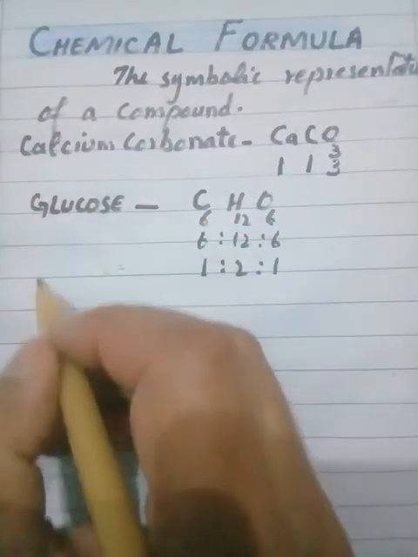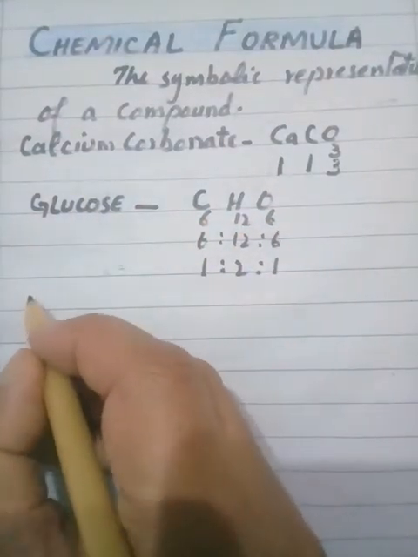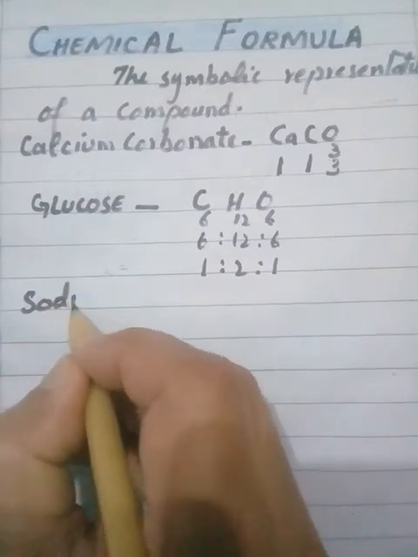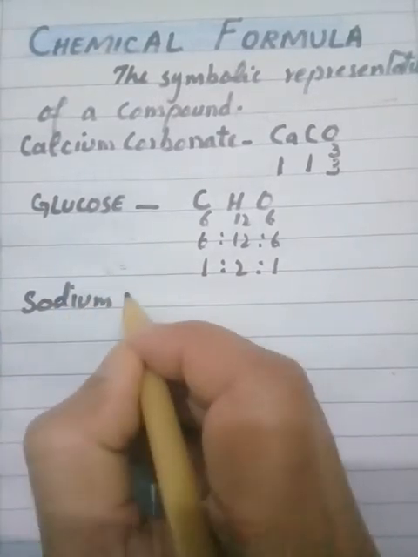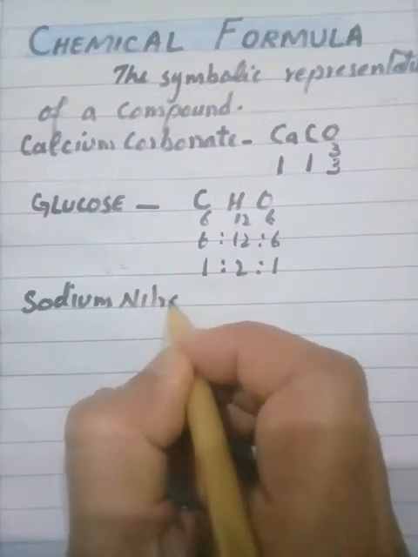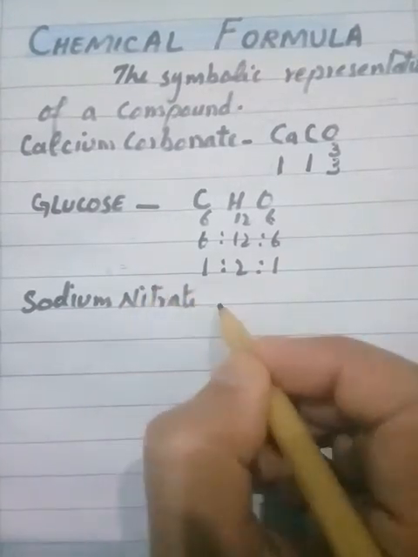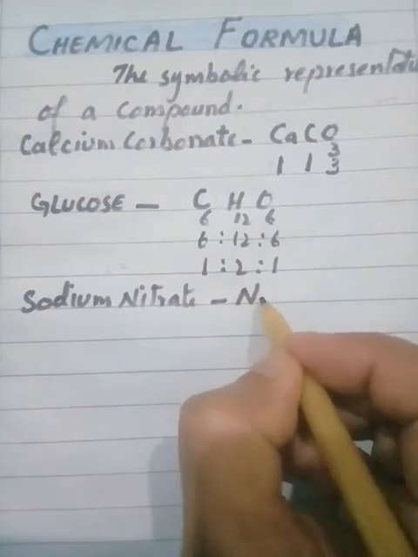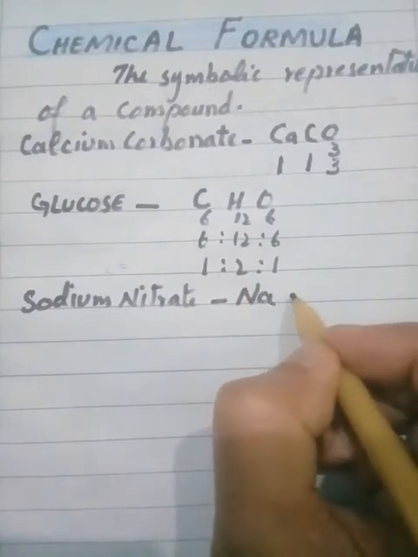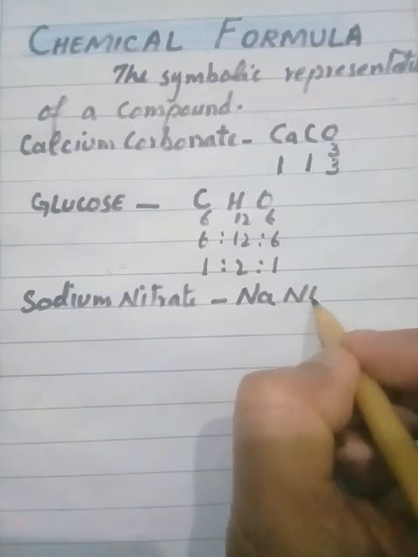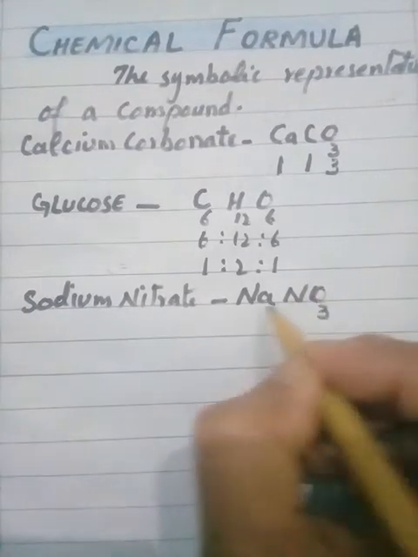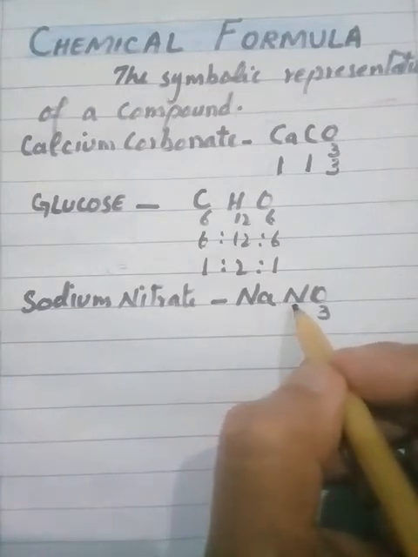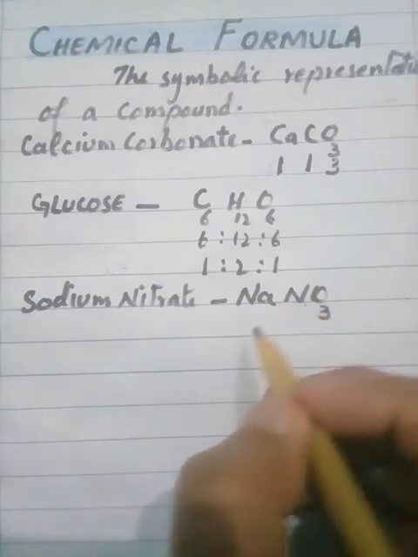Now the next one is sodium nitrate. Is it clear? Sodium symbol is, you know, we have studied symbols, what is the symbol of sodium? Na. And nitrate, that is NO3. NaNO3. Na is sodium, N is nitrogen, and O is oxygen.